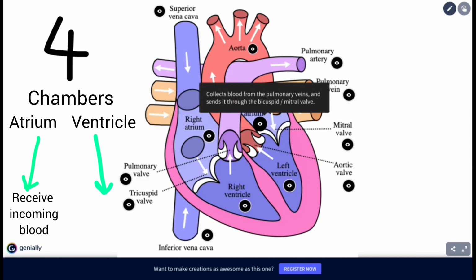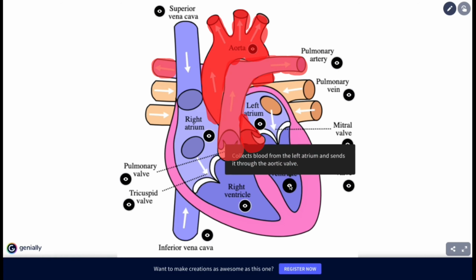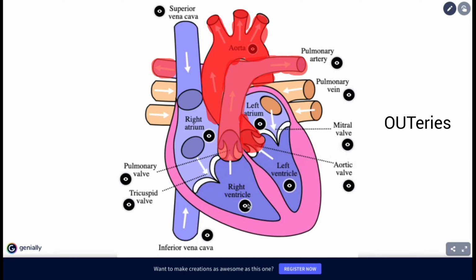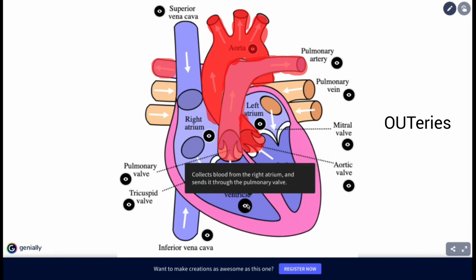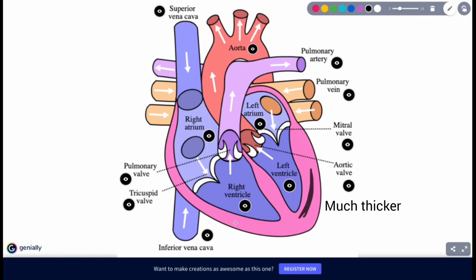The function of the more muscular ventricles is to pump blood out of the heart, which is done with the help of the aorta and the pulmonary artery. Notice that they are both arteries or out-aries, and so they carry blood out of the heart. A tiny detail you might notice in this diagram is that the wall of the left ventricle is much thicker than that of the right ventricle.